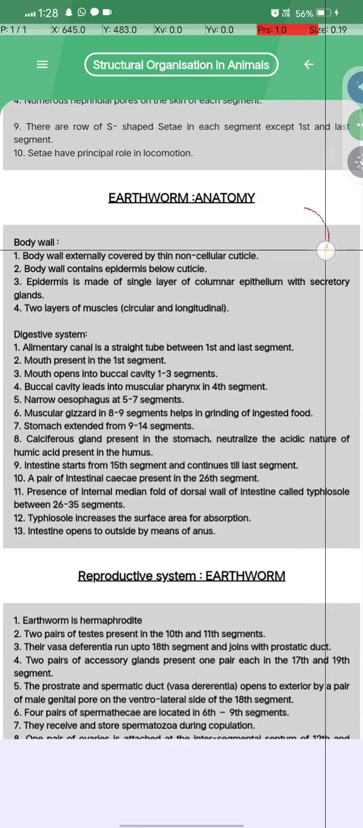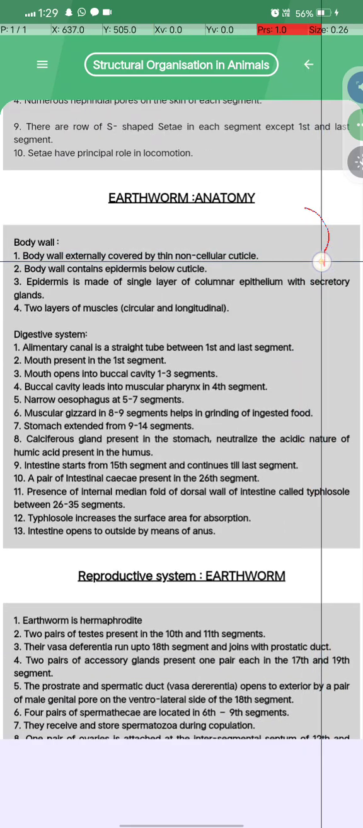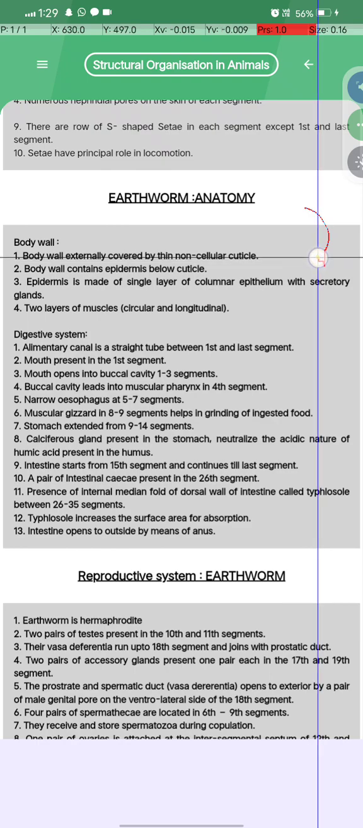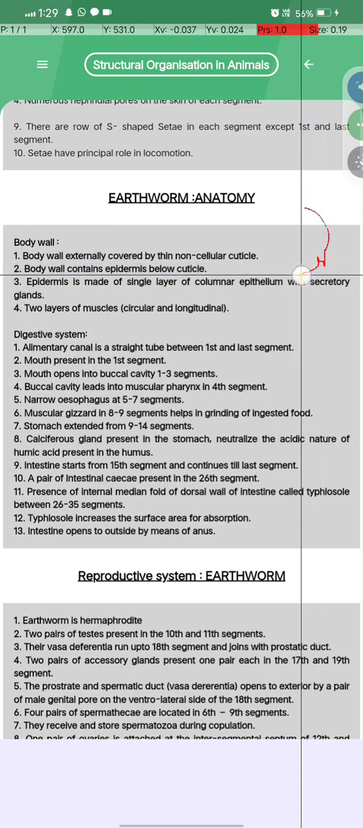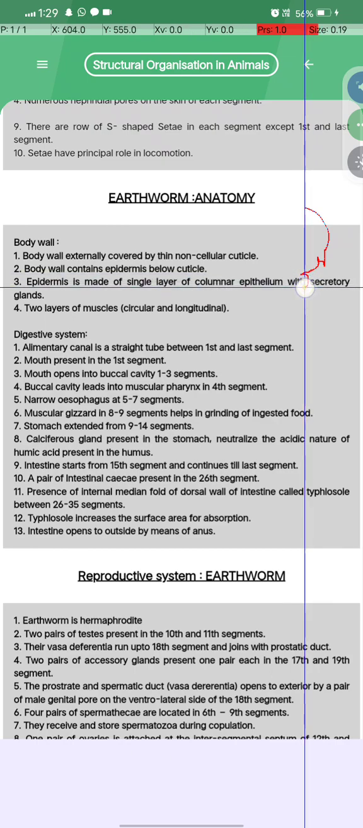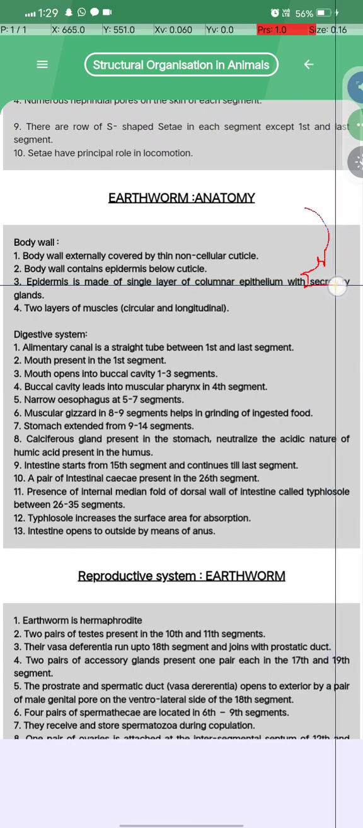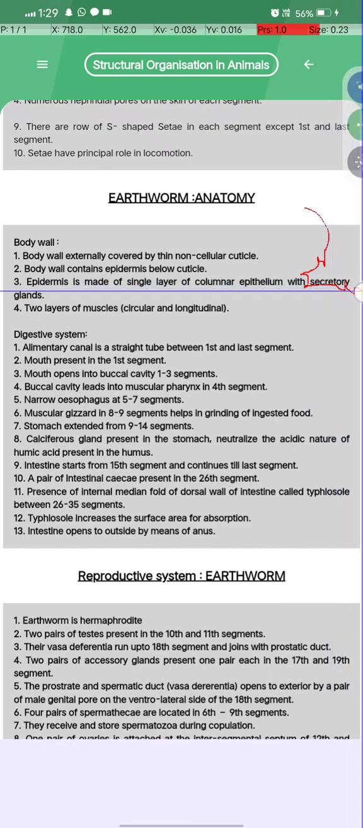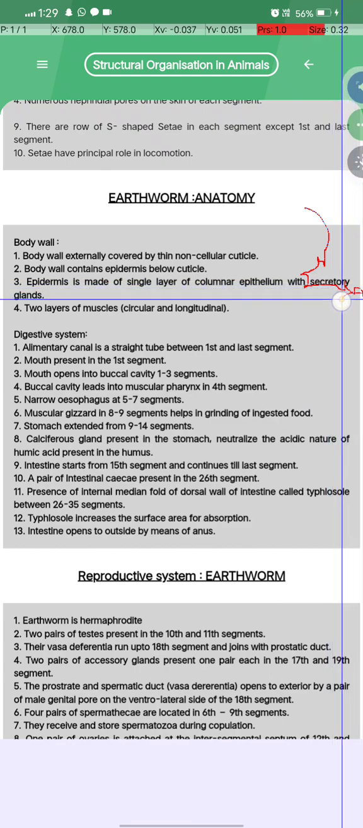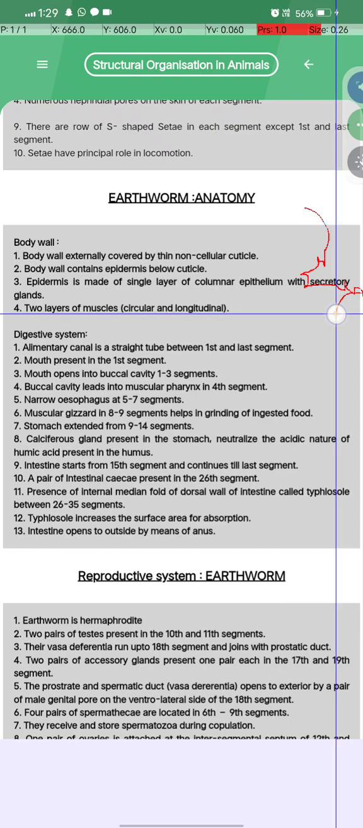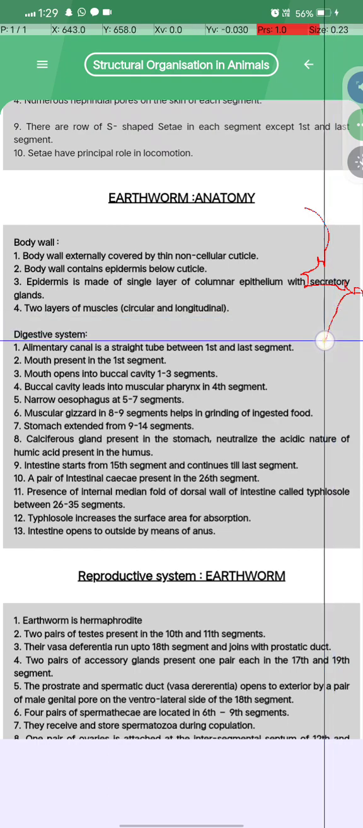Earthworm anatomy. The body wall is externally covered by a thin non-cellular cuticle, and below the cuticle lies the epidermis. The epidermis is made up of a single layer of columnar epithelial cells with secretory gland cells, and two layers of muscles, circular and longitudinal. Now the digestive system.